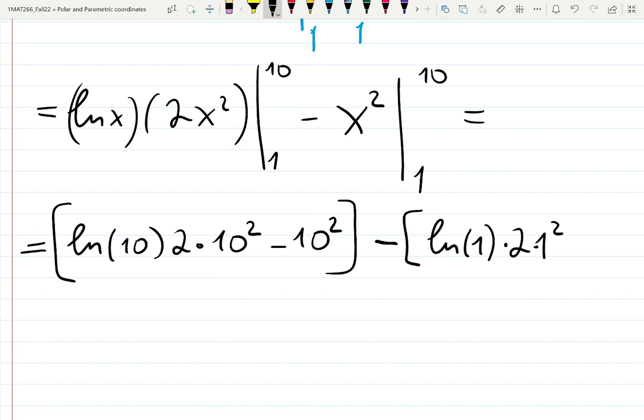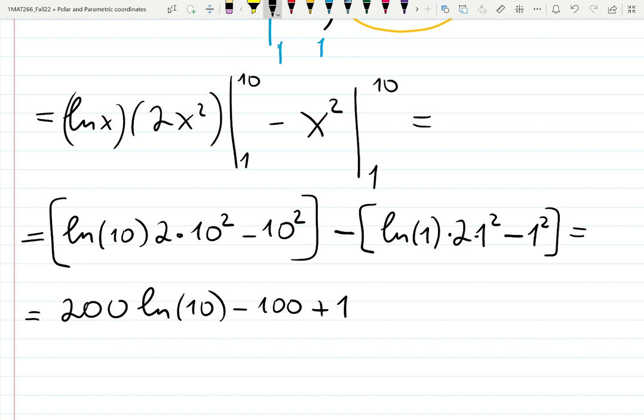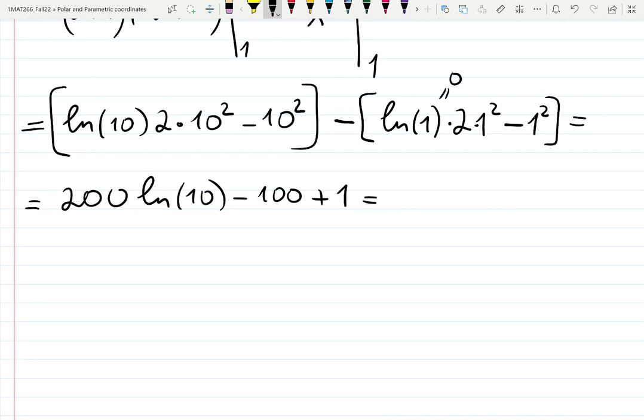So the first term is not interesting anymore. It's 0. Minus 1 squared equals... I will have 200, because 100 times 2. ln of 10 minus 100 plus 1. This is 0. Whatever. I don't really care what the number is. The whole point is to practice integration by parts. Minus 99. What a weird example.